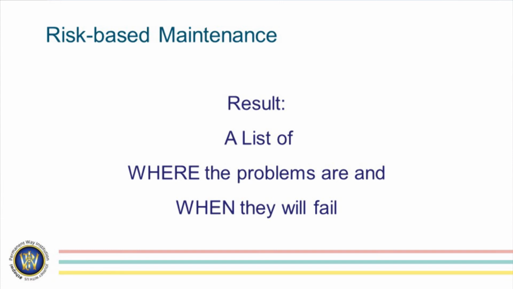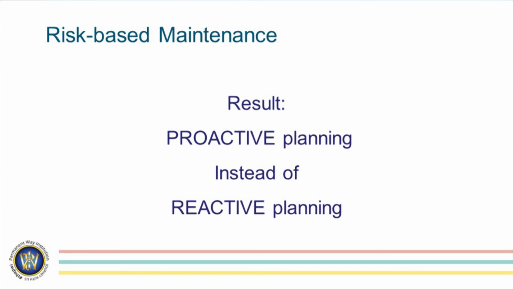So what does this mean ultimately for us? Ultimately, this is where risk-based maintenance is going towards. It is producing a proactive maintenance strategy. This gives you a list of where the problems are and when they will fail. The advantage is that the earlier you know that, the better you can plan your maintenance. So you can have boots on the ballast, not boots on the ballast when you need to react, but boots on the ballast in advance when you know they need to be there. So you get proactive planning instead of reactive planning.